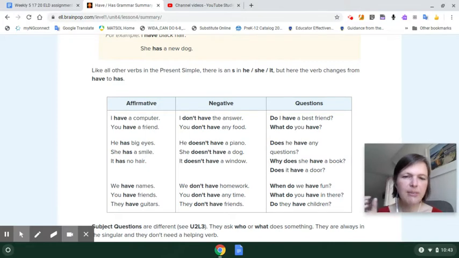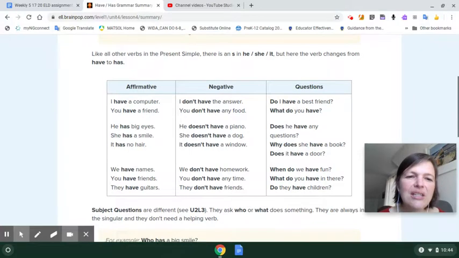You can also say the negative. You can say, I don't have the answer, or I don't know the answer. You could say, I don't have any food. I'm very hungry. I don't have any food. Or you could ask a friend, what do you have? What kind of food do you have? Do you have apples? Do I have a best friend? Oh, I do have a best friend. My best friend's name is Susie.